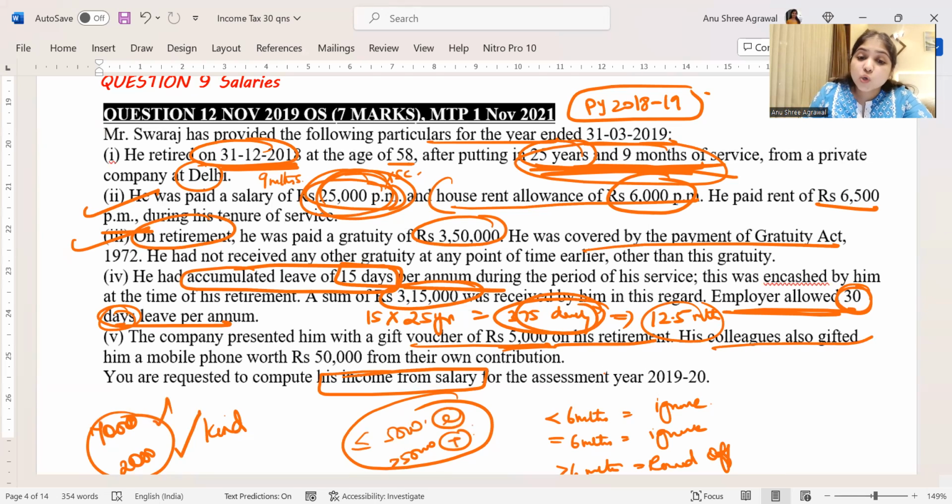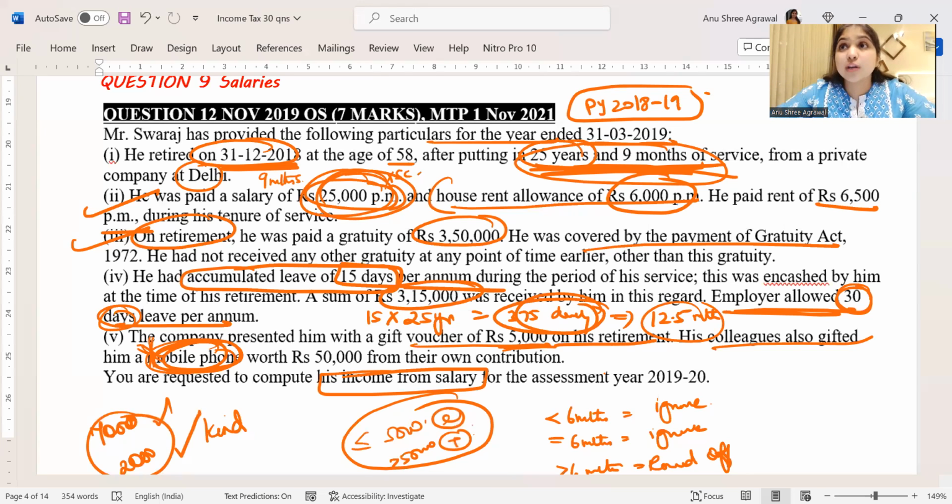And finally, his colleagues gifted him a mobile phone. His colleagues are gifting. So is it going to come under the head salaries? No, it will go to the IFOS head. And under IFOS head, will you tax it? You will not tax it because it is a mobile phone. Is mobile phone considered as movable asset? Mobile phone is not considered as movable asset. You know, right? In IFOS, you will tax an asset only if it is, first of all, a capital asset. It has to be a property. You have to be able to call it property.